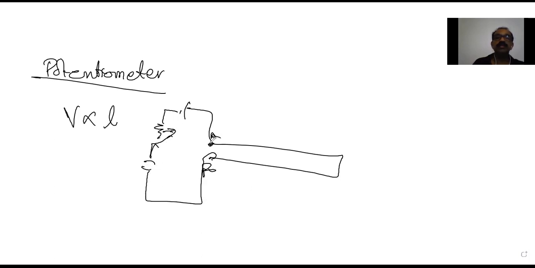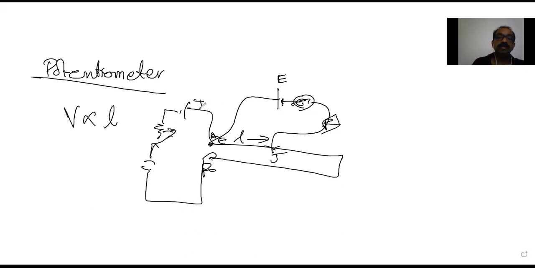This is the primary circuit, and we have here the secondary circuit, galvanometer connected to the jockey. You may connect a high resistance here if you want, that is to protect the device, because the galvanometer is a highly sensitive device. So if L is the balance length you are getting, which shows the galvanometer has zero deflection, then we can say E is proportional to L.